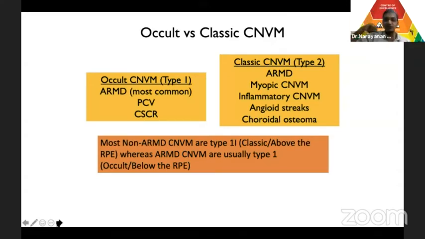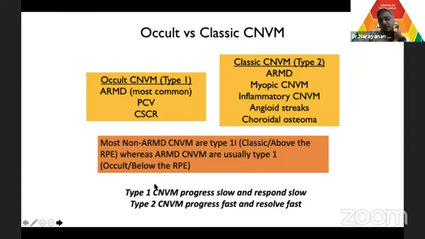So what are the differences between occult and classic, or type 1 and type 2? If you have done an OCT and it is mostly below the RPE, ARMD is the most common. So what does that mean? Most ARMD CNVMs are type 1 and they respond very slowly. They take a lot of time and they progress also slowly, as I have written at the bottom.